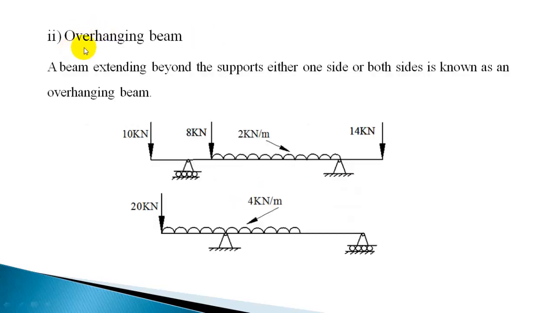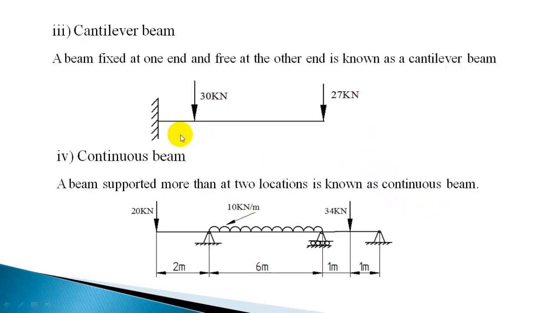Another kind of beam is the overhanging beam, where the beam extends beyond the support. Okay, it's extending beyond the support. Either one side or both sides can be considered as an overhanging beam. So it's overhanging and this is also overhanging. So either one side or both the sides it should extend. A cantilever beam is a beam fixed at one end and free at the other end.